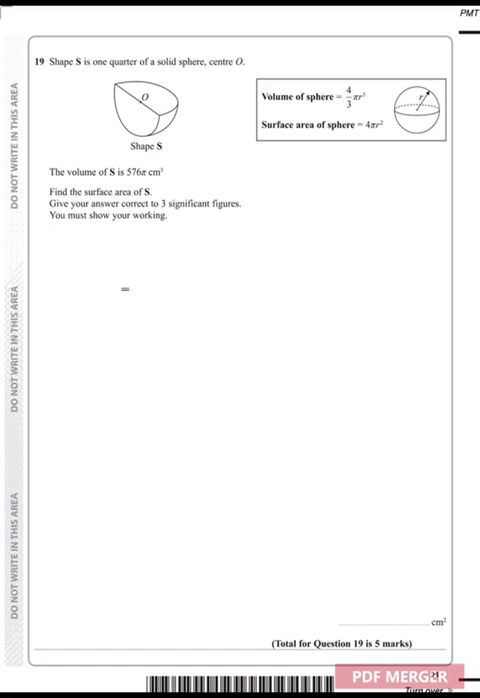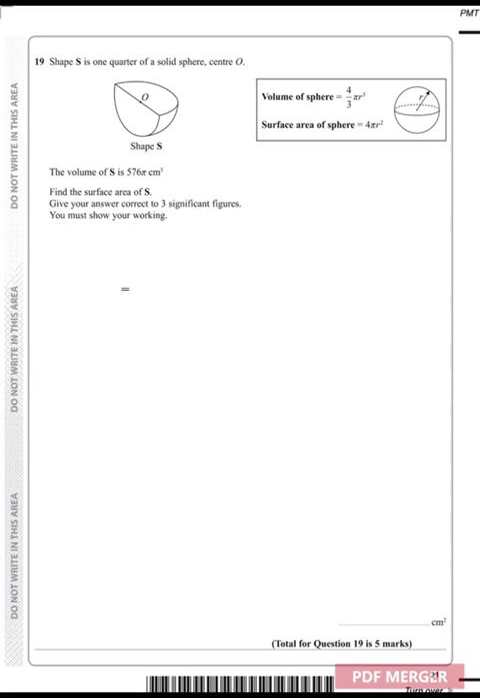We also know that the volume of S is 576 pi and shape S is 1/4 of a solid sphere. The question says find the surface area of S and the answer needs to be 3 significant figures. Now, how do we approach this question? Okay, the question says surface area of S. Normally, surface area of a sphere is equal to 4 pi r squared. Do we know the radius? No, we don't. That's a big problem. But we do have a little help from the volume of a sphere. The volume of S is 576 pi.